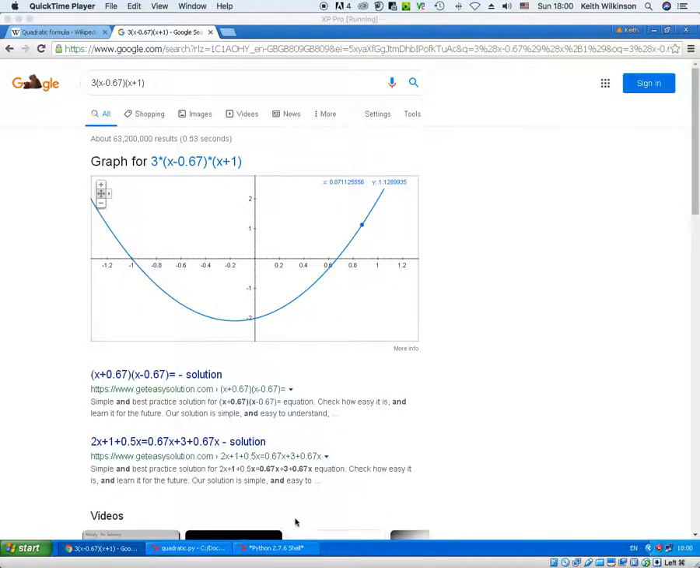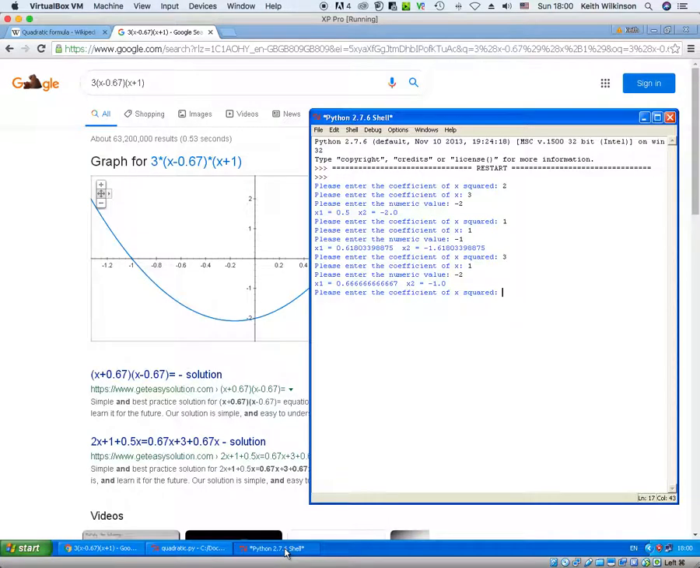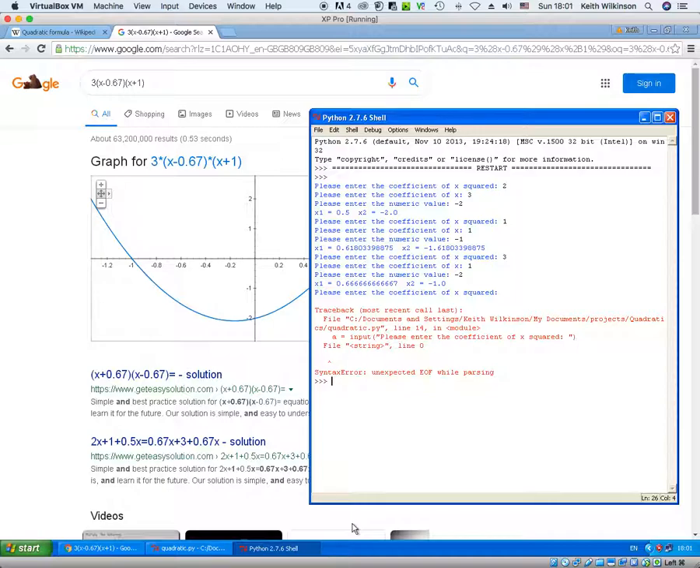Okay, let's see if we can extend our program to also factorise the quadratic. Let's get the shell up first. I need to break out of my program. Control C breaks me out. And now let's take a look at this value here, x2. And remember, it's just x really, it's the second root.